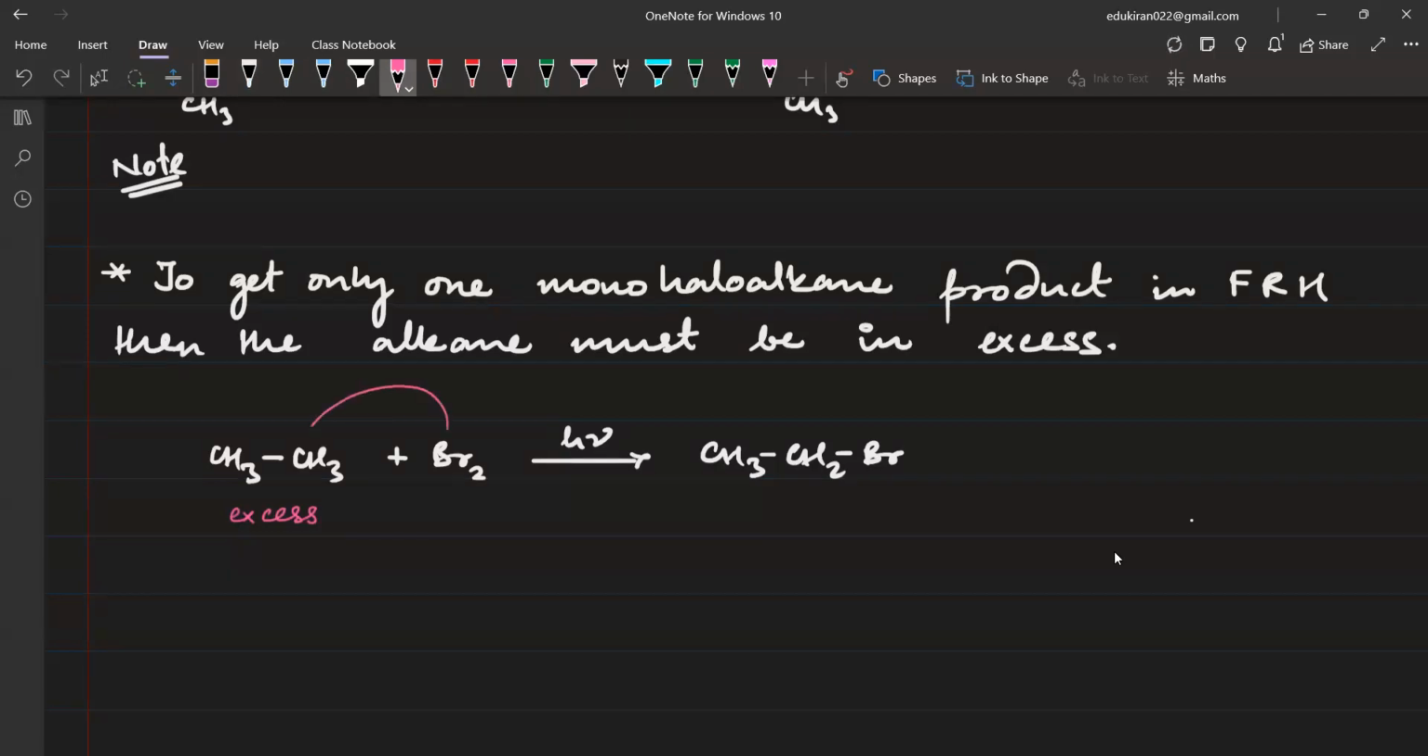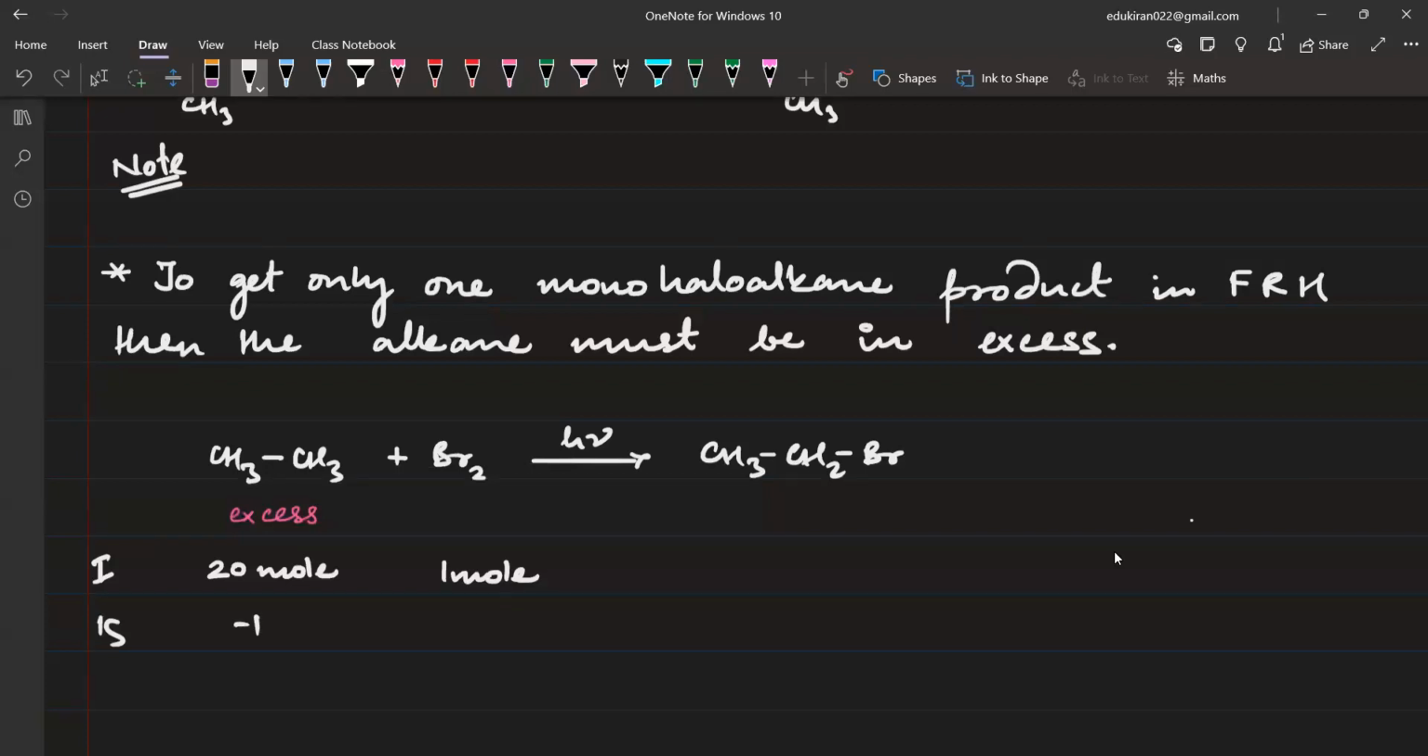Whichever hydrocarbon the Br2 collides with will be ethane. For example, let us suppose we have taken 20 moles of ethane and only one mole of Br2. Suppose one mole is converted in one second. Consider this as initial. Then, in 1 second, what will happen?